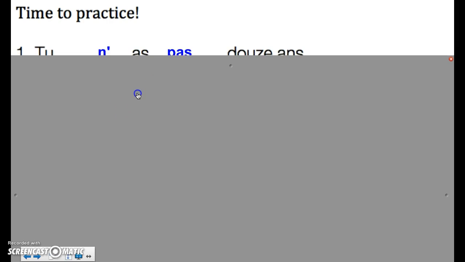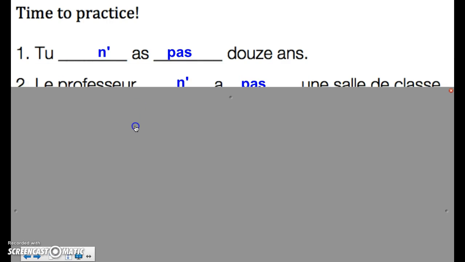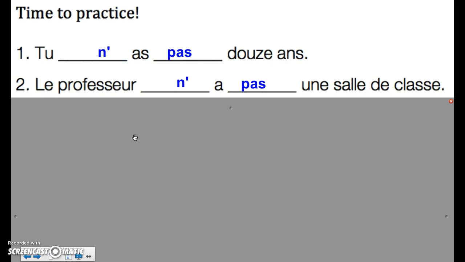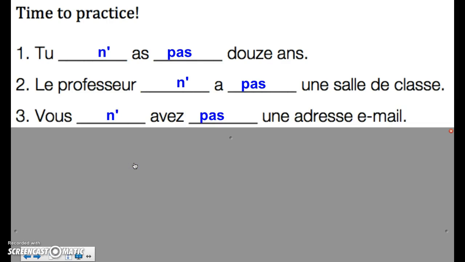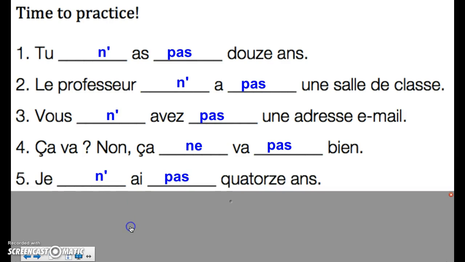So our first one should look like this. Tu n'as pas 12 ans. Le professeur n'a pas une salle de classe. That happens to describe myself pretty frequently. Vous n'avez pas une adresse email. Ça va? Non, ça ne va pas très bien. I made this person have a really bad day. It really says non, ça ne va pas bien. Je n'ai pas 14 ans.